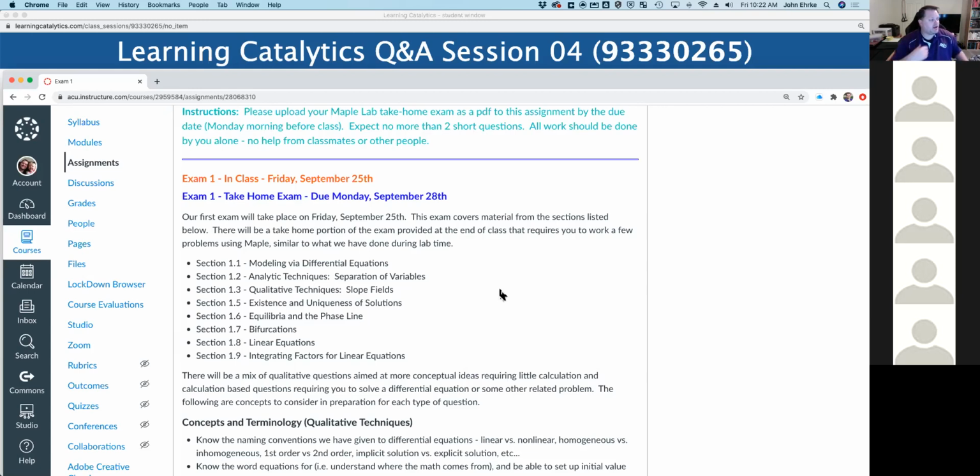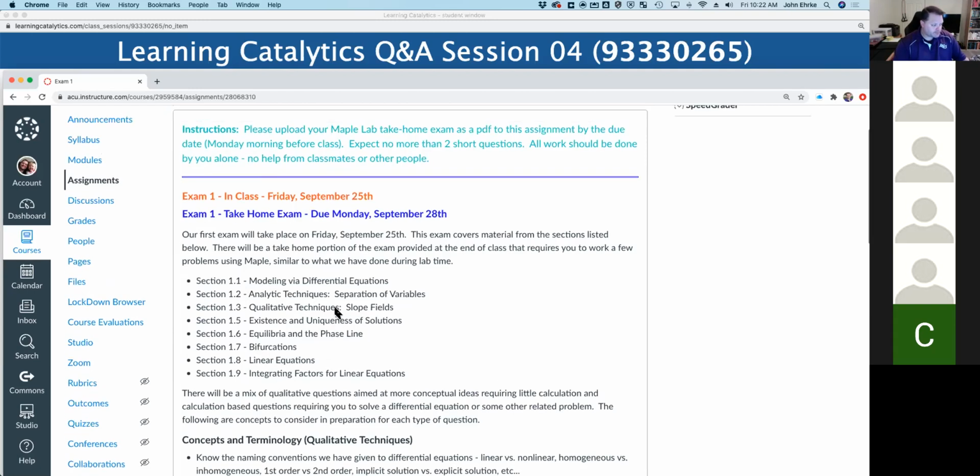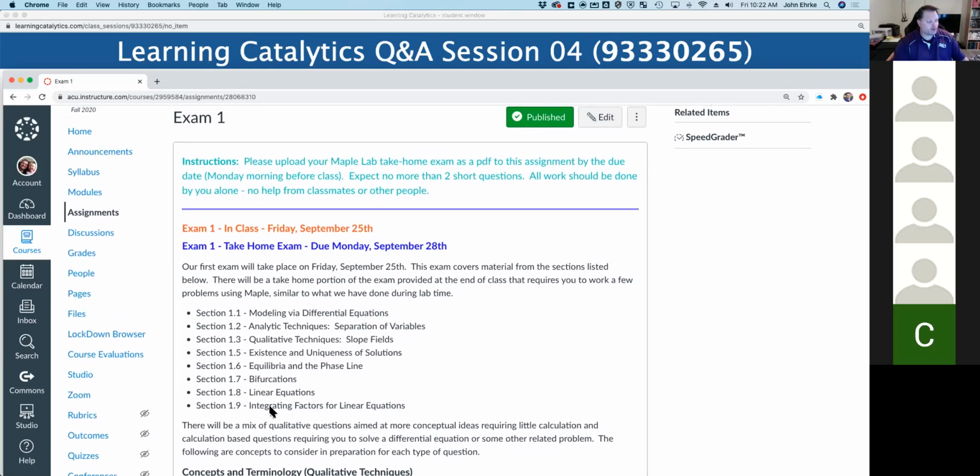But in talking about the material for this course, thinking about all the things we've gone through so far, it'll be pretty evenly weighted among the sections. There's not one section to me that really sticks out as having more material on the test than any other. So it is pretty evenly weighted.